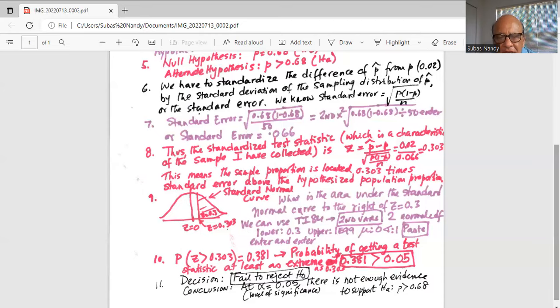So since I failed to reject H0, my conclusion is at alpha equal to 0.05, there is not enough evidence to support the alternate hypothesis, which states that P is greater than 0.68.